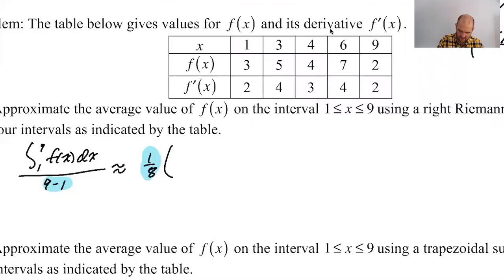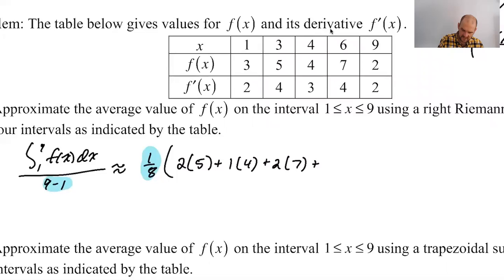All right, we're using a right Riemann sum. So the first base is from 1 to 3, so that's 2. And then a right Riemann sum, so we're going to use the right endpoint, so 5, plus, we go from 3 to 4, which is 1, and we use the right endpoint, which is 4. Then we're going to go from 4 to 6 is 2, and we use the right, so 7, so 2 times 7.